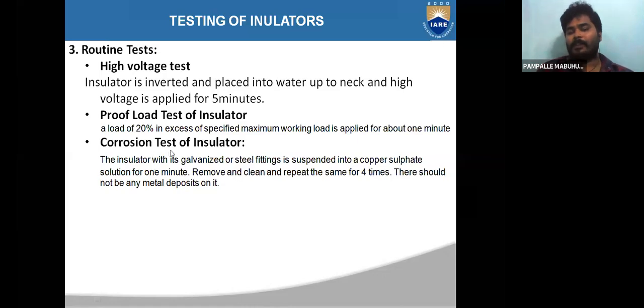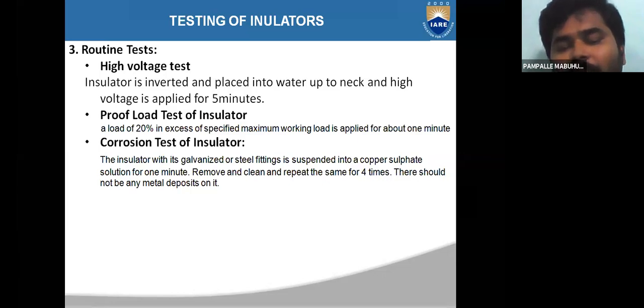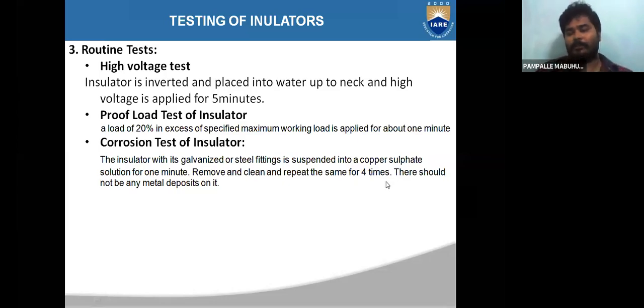Under corrosion test, your insulator along with all its parts, along with its steel fitting also, you have to dip in the copper sulfate solution, right? And you have to remove it and clean it. Again, you have to place the insulator in the copper sulfate solution and again take it out and clean it, again place. Like that, you have to repeat the procedure 4 times, right? After repeating these 4 times, you have to observe the insulator.